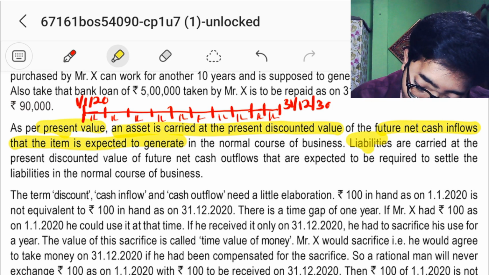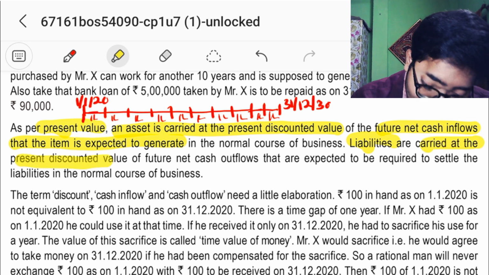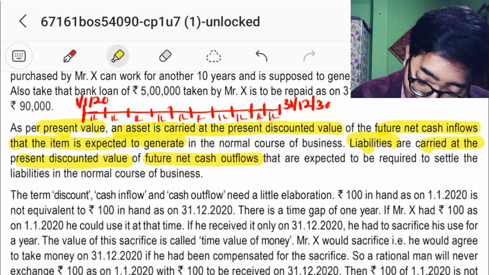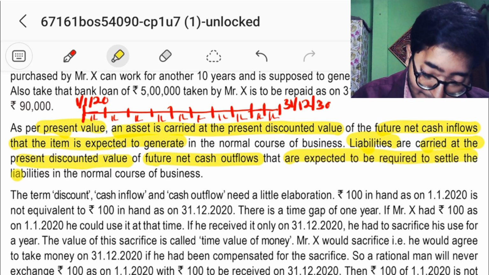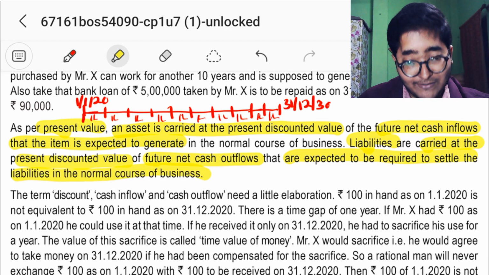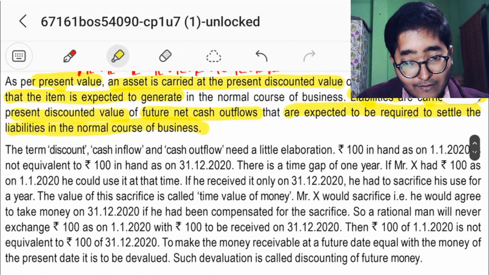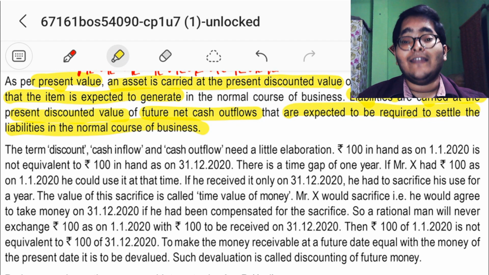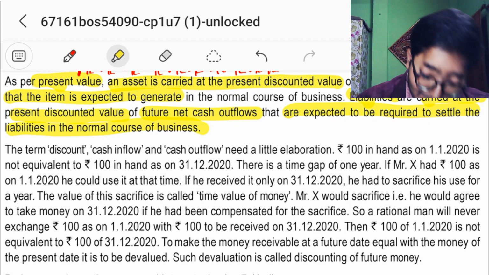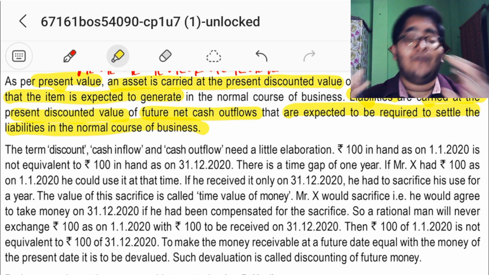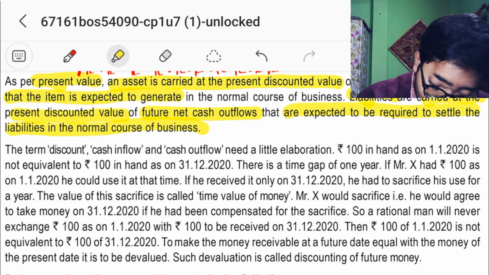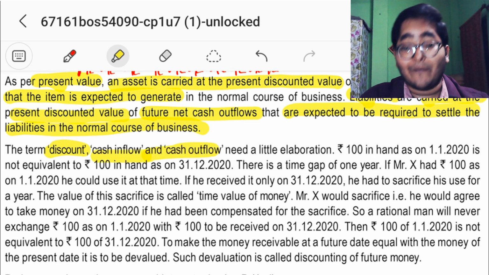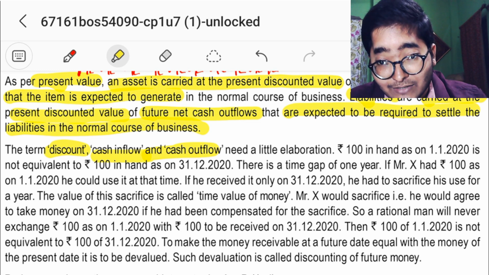Present value of the liability is carried out at the present discounted value of future net cash outflows that are expected to be required to settle liabilities in the normal course of business. The term discount, cash inflow and cash outflow need a little elaboration. हम लोगों को थोड़ा explanation चाहिए. थोड़ा सा हम लोगों को confusion हो गया है ना, इसीलिए discount, cash inflow, cash outflow ये जो term है इसको elaborate करते हैं एक एग्जाम्पल को यूज करके.